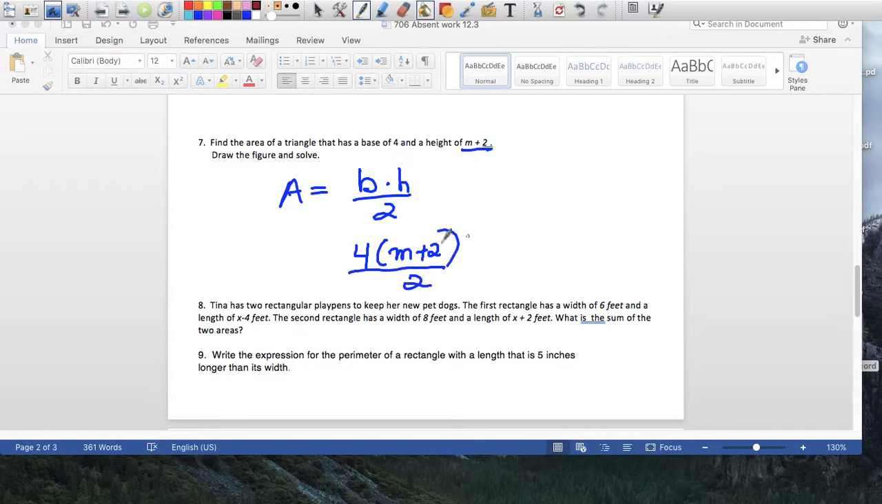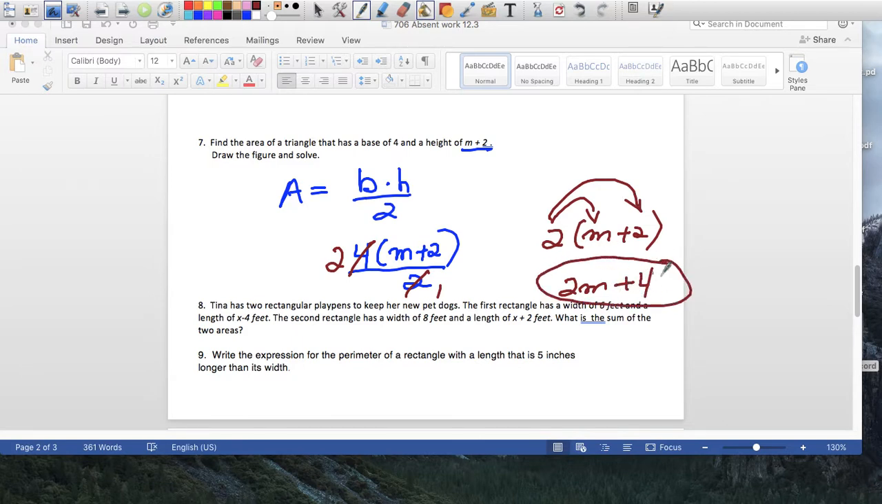Next step, before I do the distributive property, I can actually simplify. I can simplify this 4 and this 2. 2 divided by 2 is 1, and 4 divided by 2 is 2. So I actually get 2 parentheses m plus 2, all that over 1, which I'm not going to write because it's not necessary. Distributive property now, 2m. 2 times 2 gives me 4. Final answer, 2m plus 4 units squared.